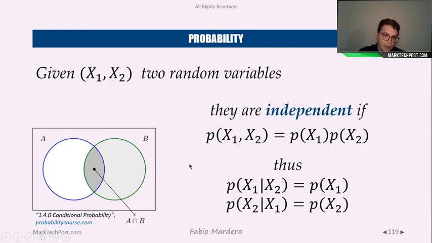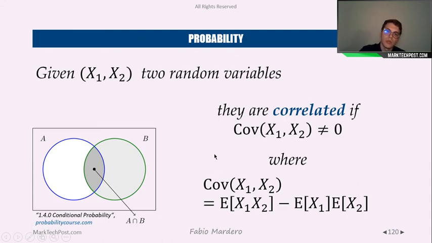The two random variables are said to be independent if the joint distribution can be written as a product of the two marginals. Also, since they are independent, the conditional probability equals the marginal probability here.